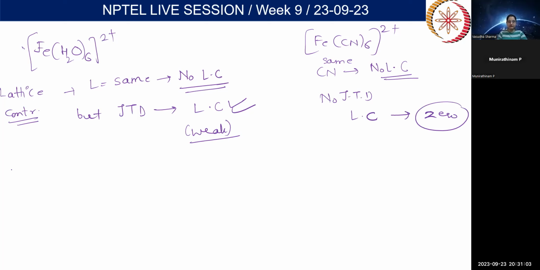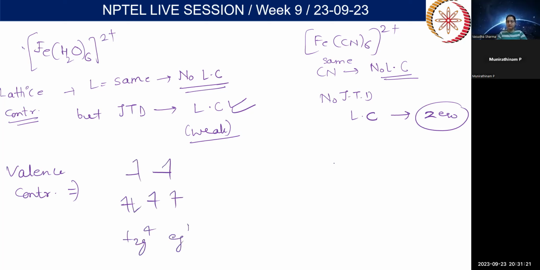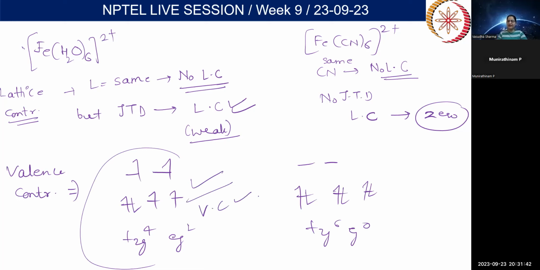Clear, ma'am. Now we are coming to valence contribution. Valence contribution says there should be unsymmetrical filling of the electrons. So we have seen it was like this, T2G4 EG2, and it was symmetrically filled like this, T2G6 EG0. Now, which one is going to have valence contribution? T2G4 EG2, ma'am. Why is it so? Because this is unsymmetrical filling. This is unsymmetrical, so this has valence contribution. This does not have valence contribution.